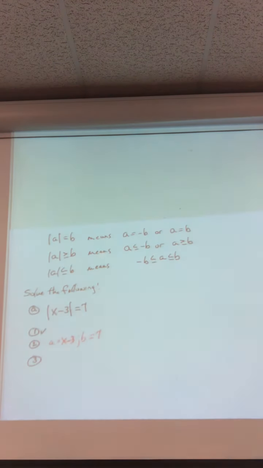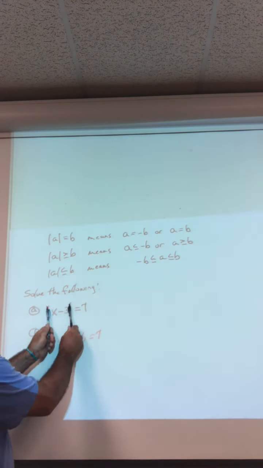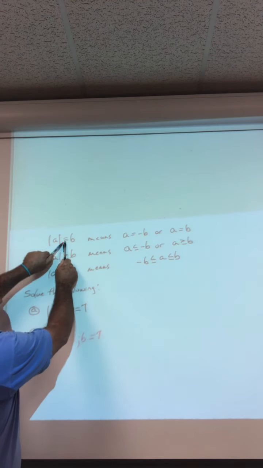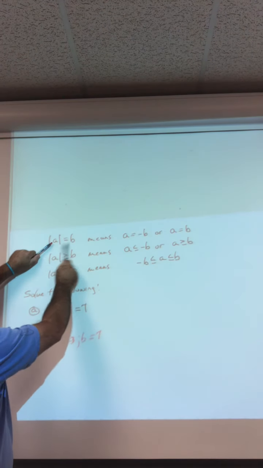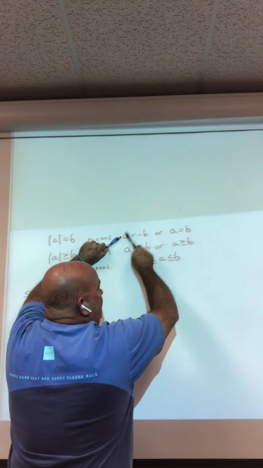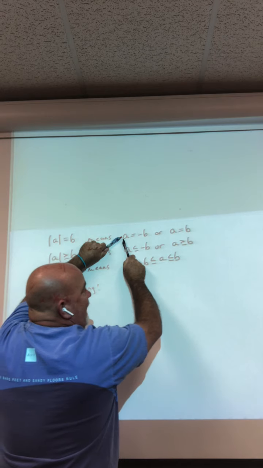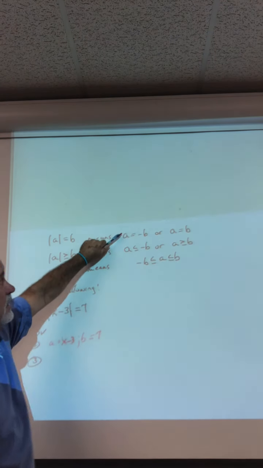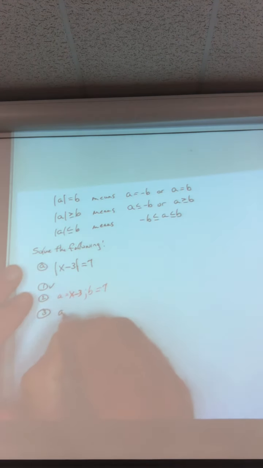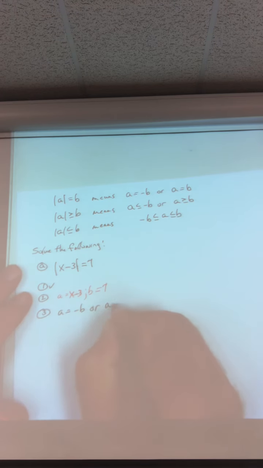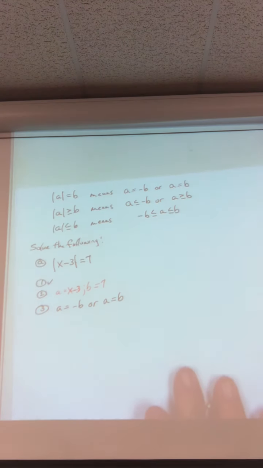Okay, I have 3 formulas here. How do I decide which one of these 3 to use? Absolute value equal. This is the only one with an equal. So, this is how you decide which formula to use. Now, this is the actual formula. So I'm going to write this right here down next. So it would be A equal negative B, or A equal positive B.